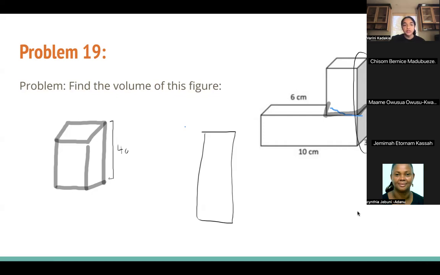Do we all understand how to do this problem already? Because if you do understand, we can do some more practice problems.